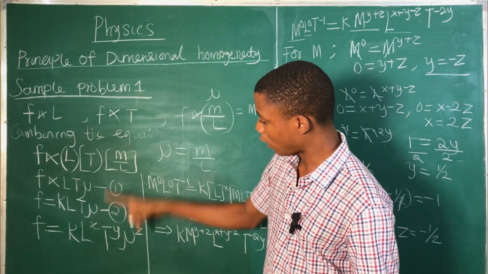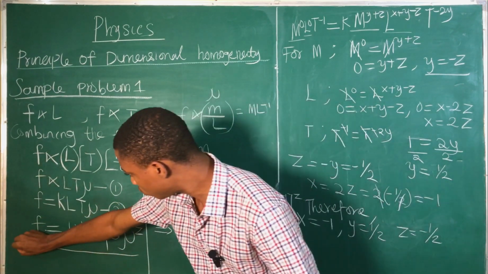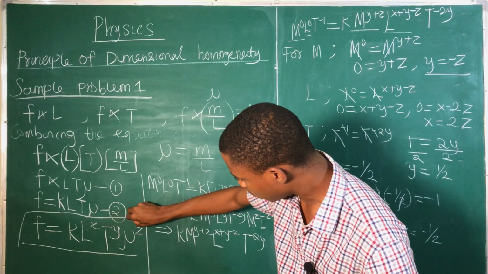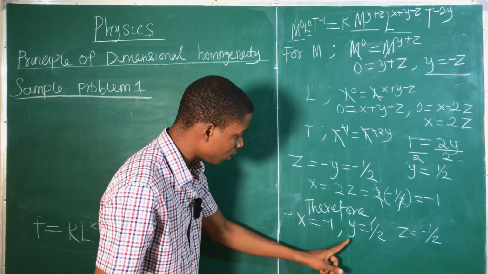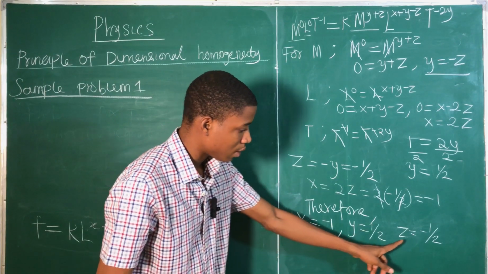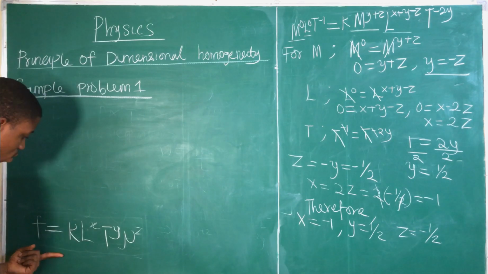So therefore, we're going to substitute these values into our expression here. So we're going to wipe from here up and only retain this expression. Very important. So knowing that X is equal to negative 1, Y is equal to 1 over 2, and Z is equal to negative 1 over 2, we are going to substitute into this equation.